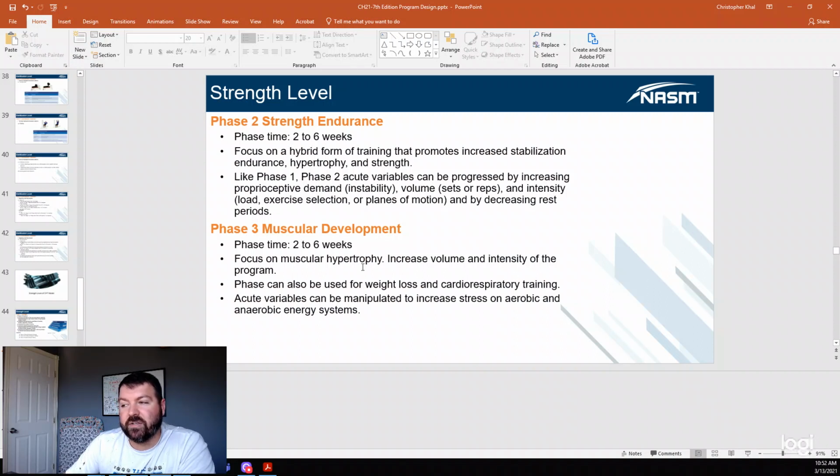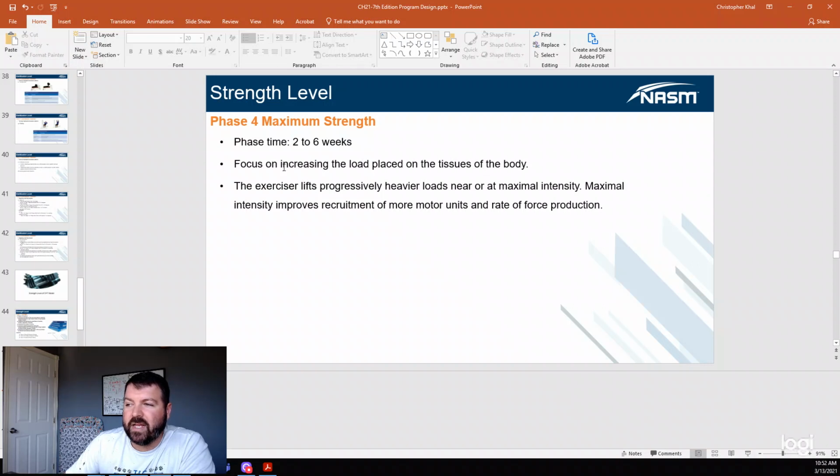Focuses on muscular hypertrophy, increased volume and intensity of the program. Phase 3 can also be used for weight loss and cardiorespiratory training. Acute variables can be manipulated to increase stress on aerobic and anaerobic energy systems. And last one, phase 4, another 2 to 6 weeks. Focus on increasing the load placed on the tissues of the body. Exercise lifts progressively heavier loads and a more maximal intensity. Maximal intensity improves recruitment of more motor units and rate of force production.